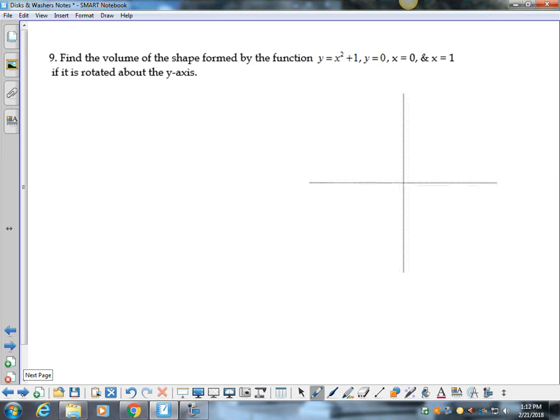All right, number 9. Says find the volume of the shape of the function y equals x squared plus 1. I know what that is. It's a parabola, opens up, shifted up 1. Y equals 0, x equals 0, and x equals 1, rotated about the y-axis. Okay, here's the thing that perks your interest, because that's not a horizontal line, that's a vertical line. So I know that everything's going to be backwards. And the problem is, he is not backwards. So we're going to have an issue with him. But I'm going to leave him like this for now because I know what that looks like.